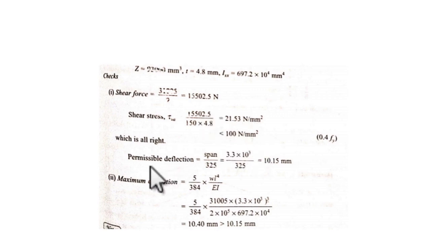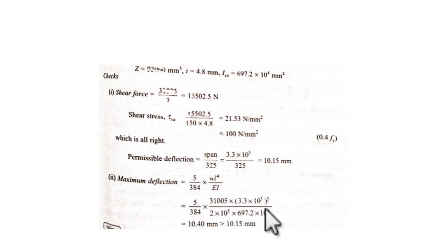Okay. Now you have to check whether it is safe in deflection or not. The permissible deflection is span by 325. So this is 3.3 into 10 to the power 3 by 325. So this comes out to be 10.15 mm. Now what is the maximum deflection? By using the same formula, you put all these values and then you get the deflection as 10.4. So as you can see, this calculated value is slightly higher than the permissible value.